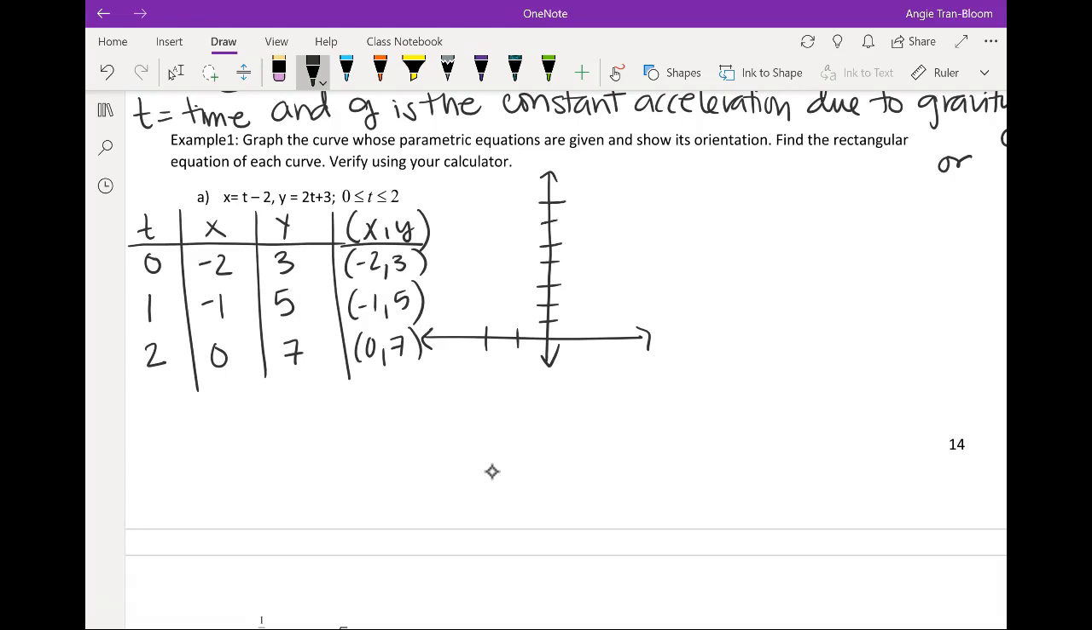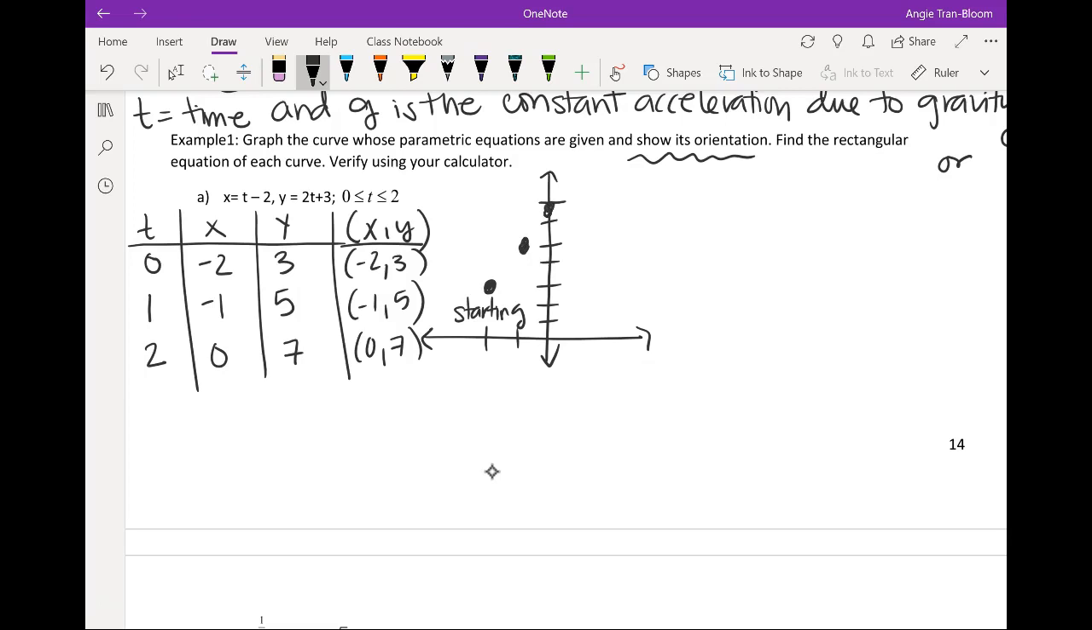Okay, your first dot will be at 0. I'm sorry, no, negative 2 comma 3. So negative 2 up 3. That is your first dot. Would you agree that this is your starting dot? Yes, because it says show the orientation of it. That means you're going to have to tell me where it starts, where it ends by using arrows. Negative 1 up 5. 1, 2, 3, 4, 5. 0, 7. Beautiful. There you go.